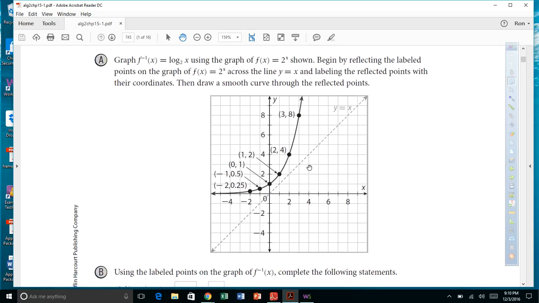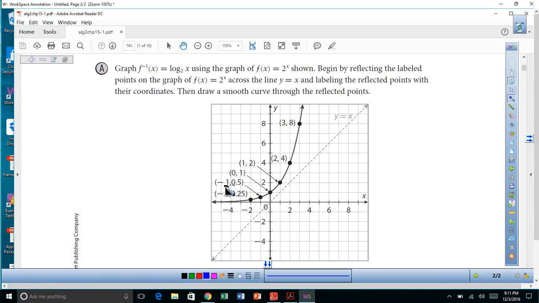Graph f inverse of x equals log base 2 of x using the graph of f of x equals 2 to the x shown. Begin by reflecting the labeled points on the graph of f of x equals 2 to the x across the line y equals x and labeling the reflected points with their coordinates. Then draw a smooth curve through the reflected points. All right, let's do that.